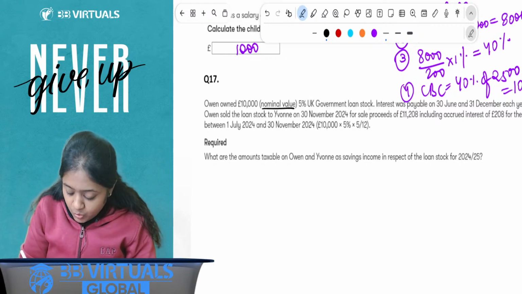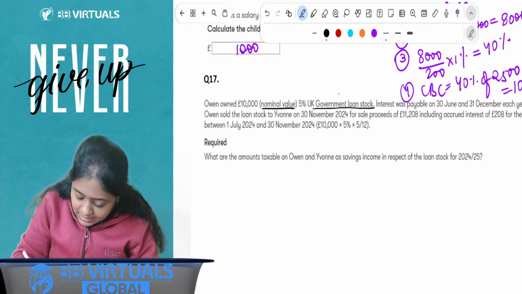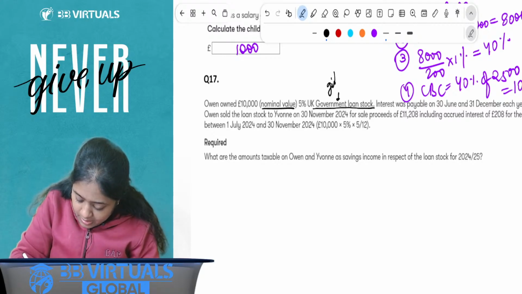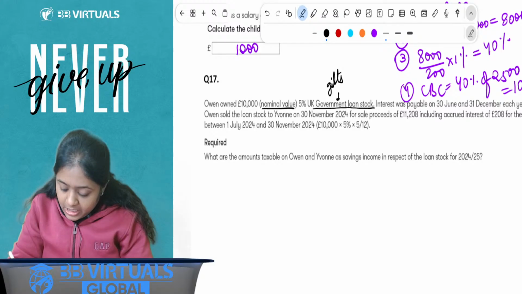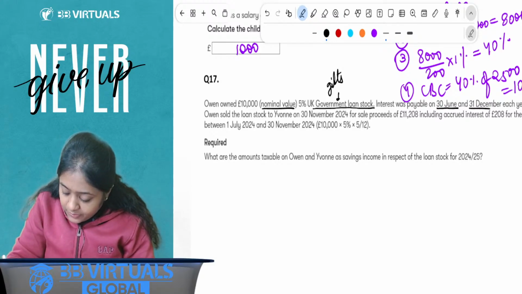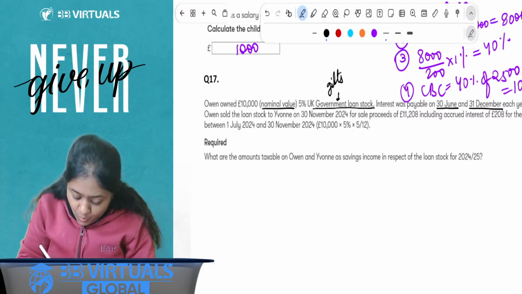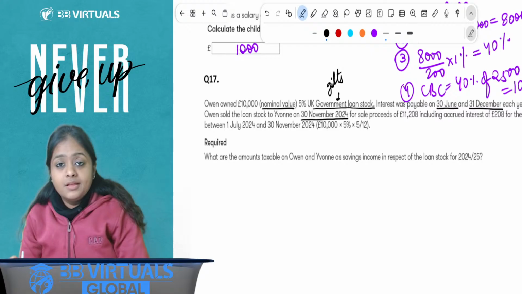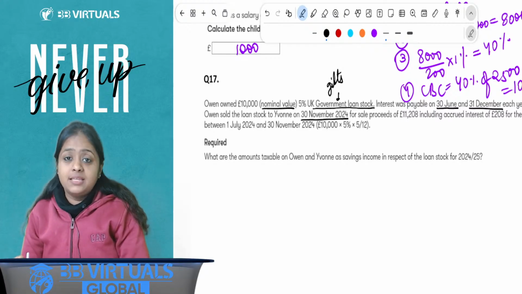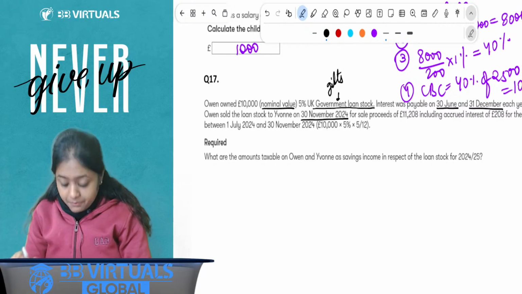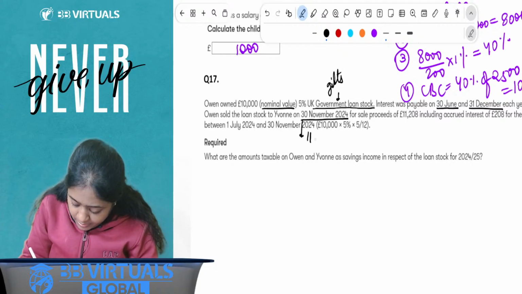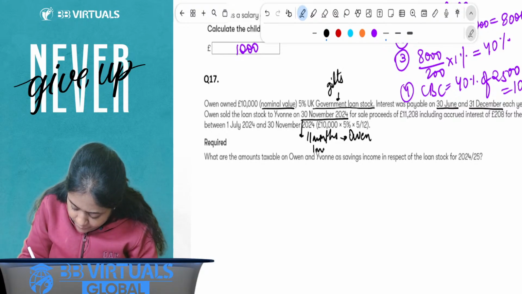5% UK government loan stock. UK government loan stock is nothing but your gilts, government securities. Interest was payable on 30th June and 31st December each year. Owen sold the loan stock to Yovan on 30th November. Stop. So for how many months did he hold the bond? He held the bond till 30th November. That means he held the bond for 11 months, Owen. Right? And only 1 month it was owned by Yovan.